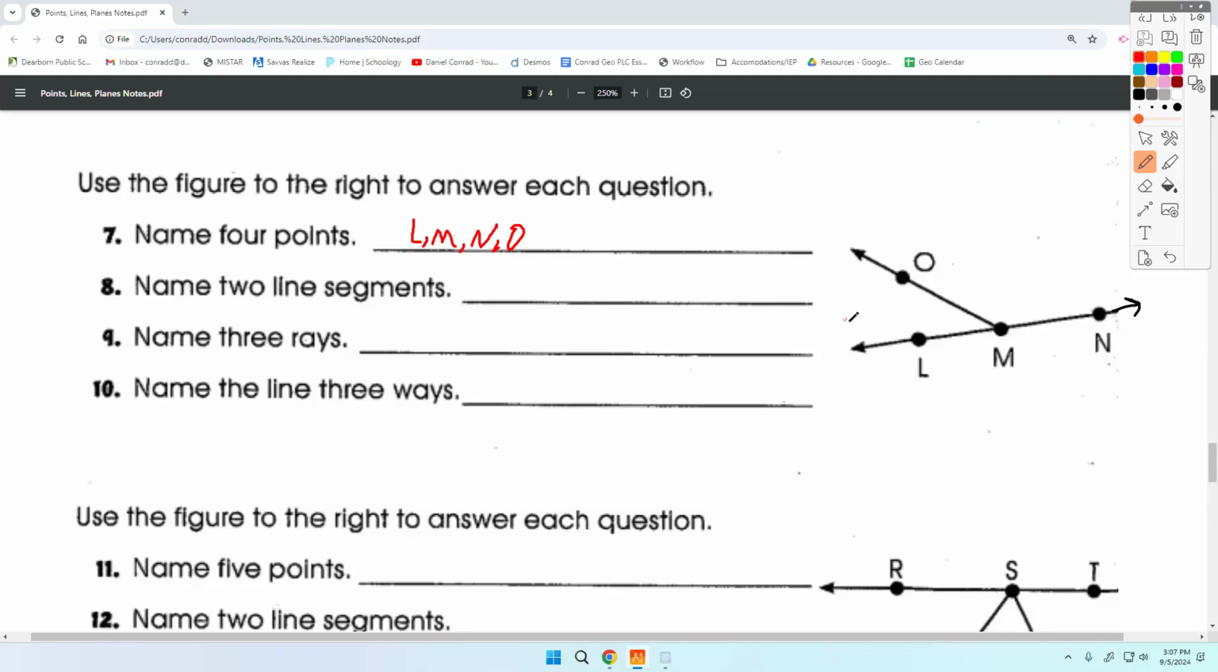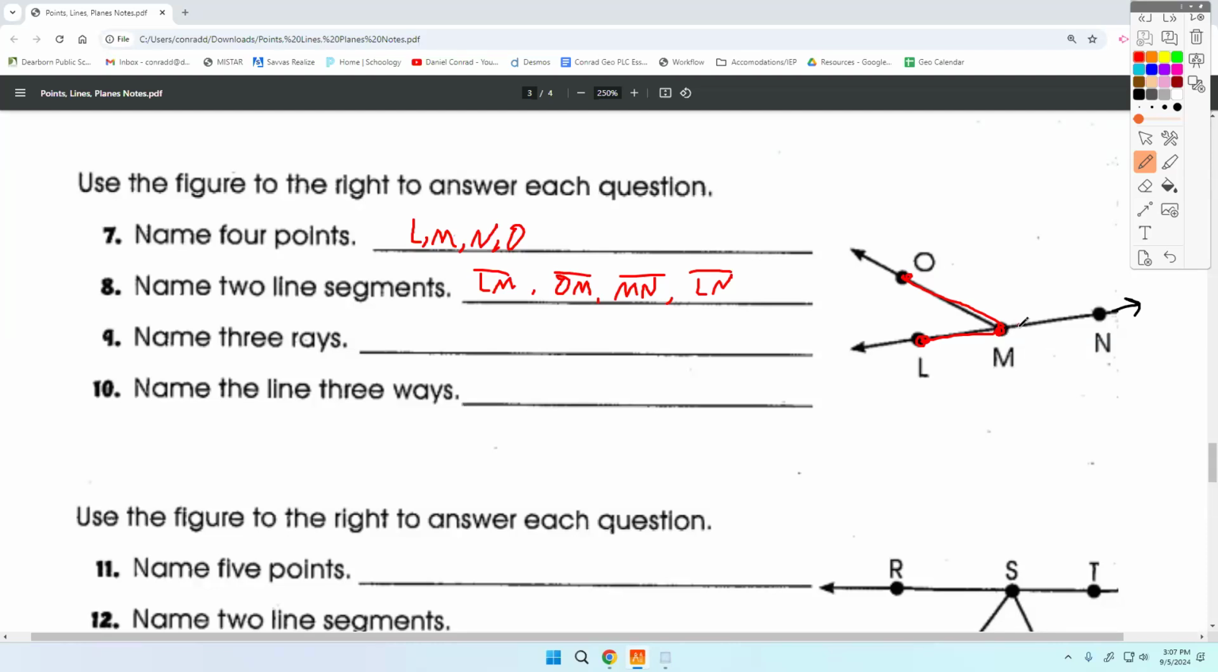2 segments, 2 line segments. So we could do LN would be 1. We just need to make sure we put the bar over top. We could also do OM. OM, that would be another one. You could do MN, or we could do LN. You just need 2 of them though.